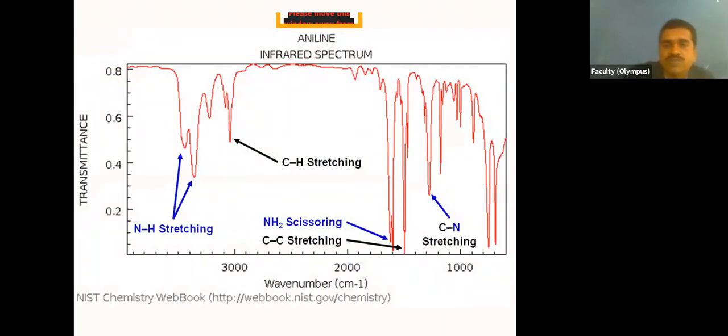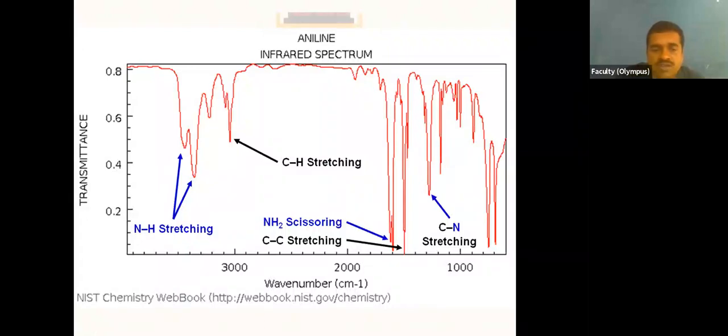So in principle, this is the infrared spectrum of aniline. This is the percentage transmittance: 0.2%, 4%, 6%, 8%. Now if percentage transmittance is higher, then the absorbance is less. If transmittance is more, then the absorbance is less. So these peaks with less transmittance represent higher absorbance and lower transmittance. Absorbance is higher here, transmittance is lower.